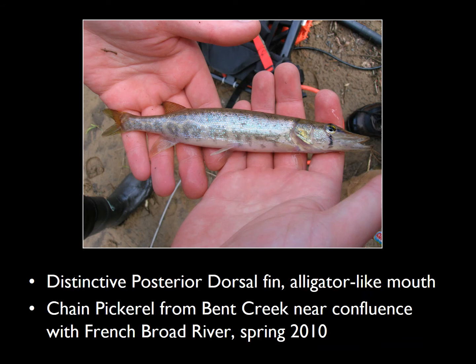So if you want a little more of an identifying characteristic, the distinctive dorsal fin is all the way back toward the tail, kind of paired with the anal fin there. It kind of looks like an alligator. And again, this fish, a chain pickerel, we got from Bent Creek near the confluence back in spring 2010. And we actually collected, it may have been the same fish, I don't know, again 2 years later when we were there.